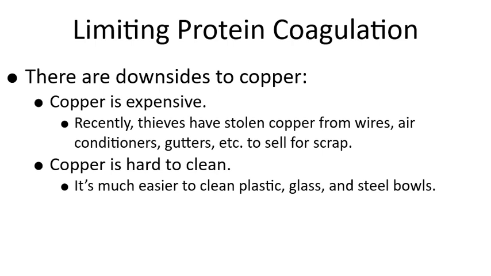Additionally, copper is relatively difficult to clean, and it's because of those very same strong copper-sulfur bonds. These are relatively strong bonds, which means that they're relatively difficult for us to break when trying to clean the copper dishware. As a result, it's much easier to clean plastic, glass, or steel bowls, and so most people will use these materials in their cookware.